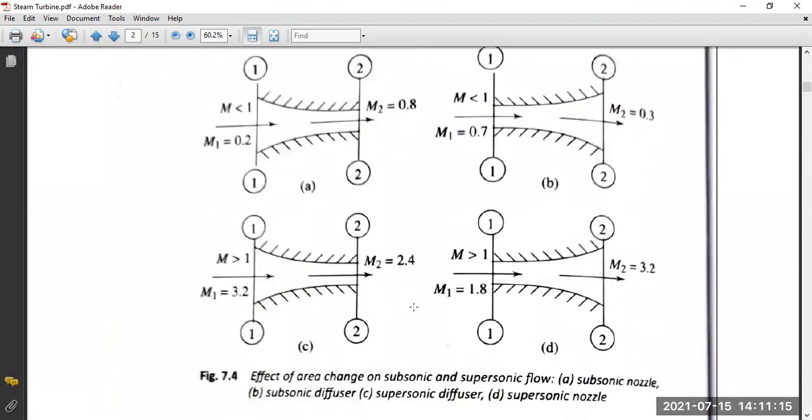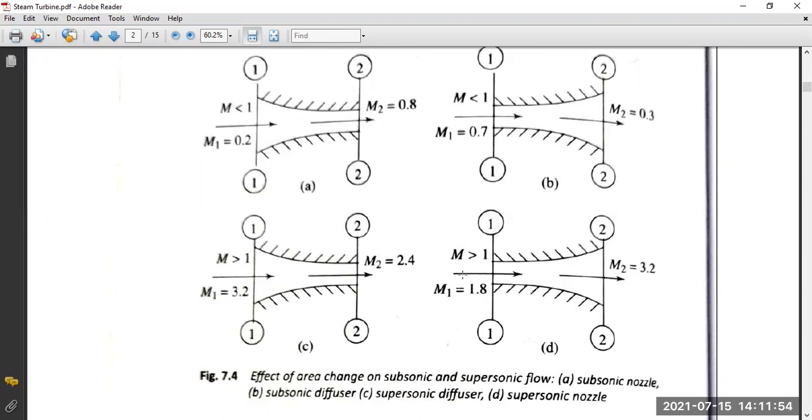Now what we have here are four sets of nozzles. Nozzle A is the subsonic nozzle, which is a convergent nozzle. Here at the inlet, the area is maximum, and that area gradually diminishes to the area at the outlet, where it is minimum. So in Mach number, M less than 1 means the velocity of the fluid is less than the sonic velocity. Then M1 is 0.2, and M2 will increase. So velocity increases here and pressure decreases.